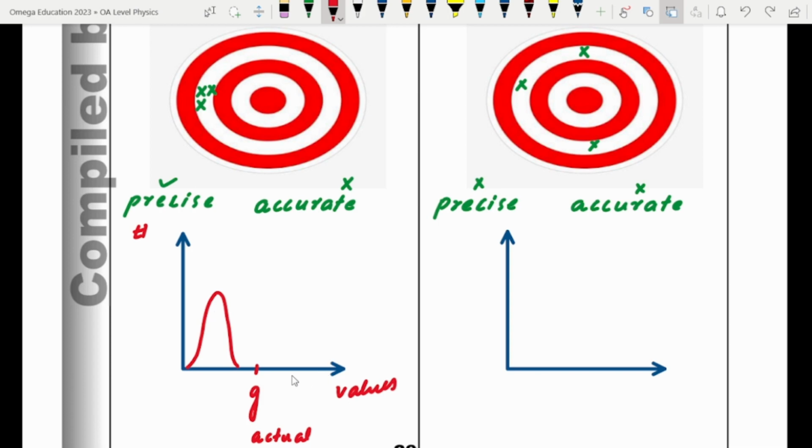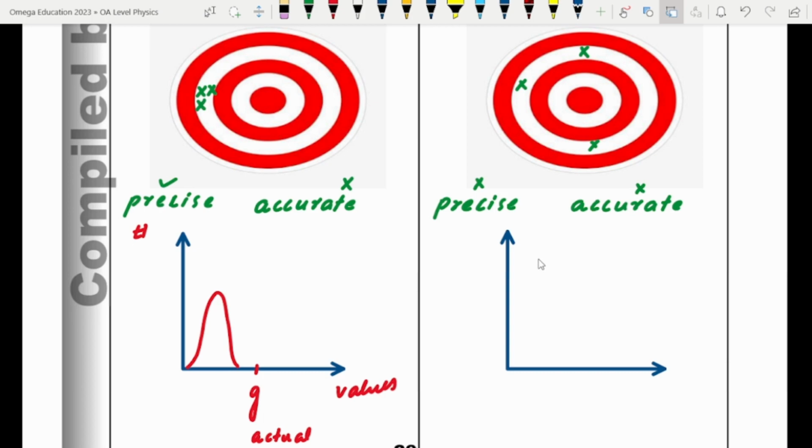Or it could have been on the other side as well, depending on what kind of values you have. If your values are below the actual value, the graph would be on the left side of the original. If your values that you have measured are above the true value, then the graph would be shifted on the right side of the actual value.